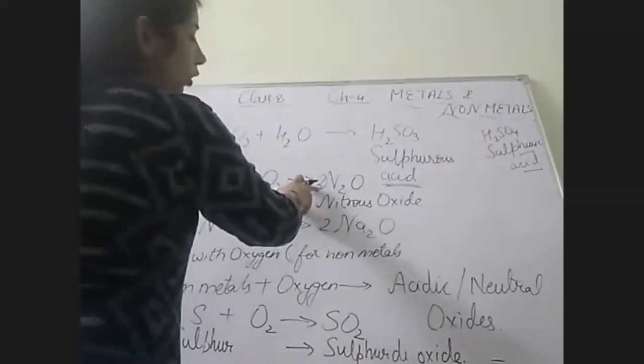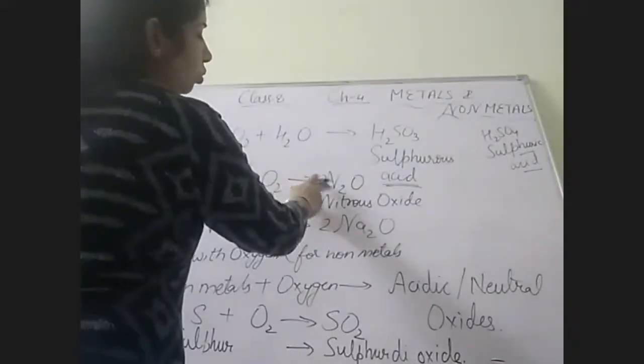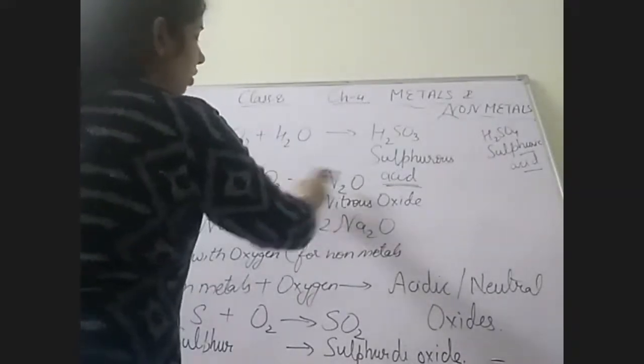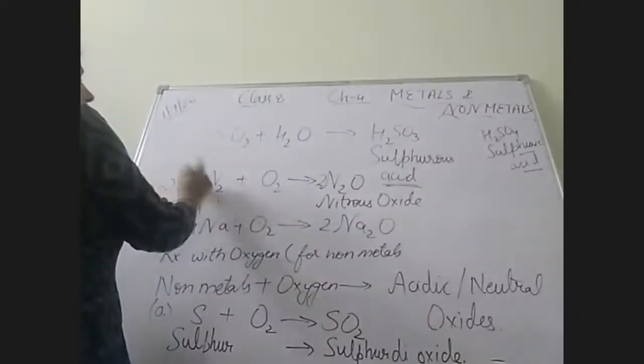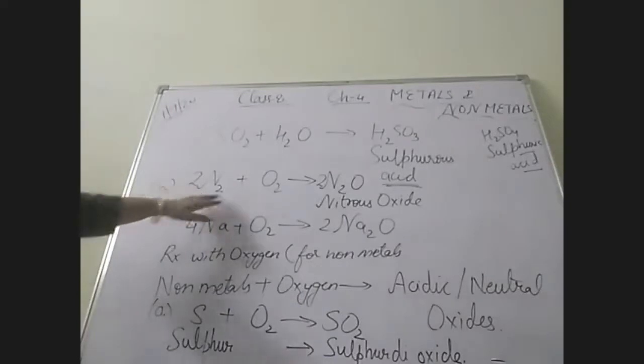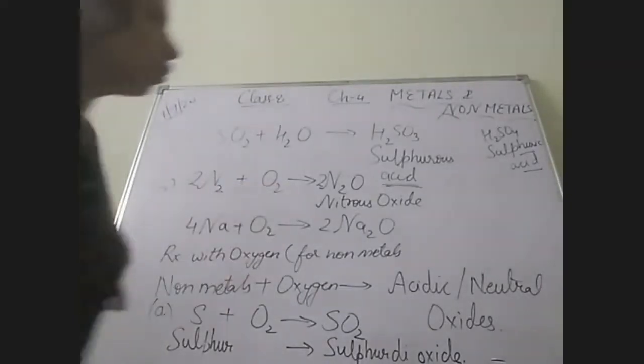But if I put 2, nitrogen के तो 2 into 2, 4 हो गए, और 2 oxygen के हो गए. So oxygen is okay, but nitrogen के 4 होने चाहिए. So I am putting 2 over here. So 2N2 plus O2 gives us 2N2O, that is nitrous oxide, which is neutral in nature, not acidic.